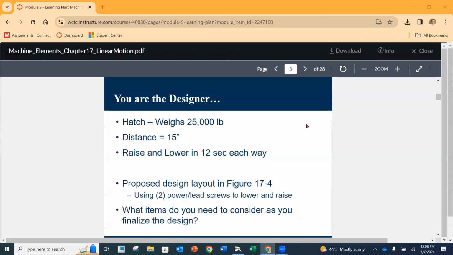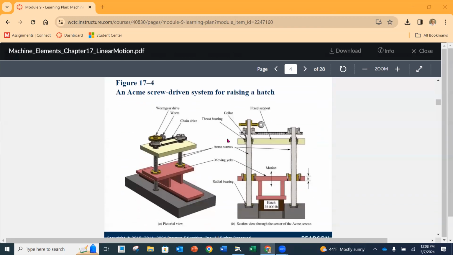So as we get done with that reading of You're the Designer, not very long, you're an engineer at a company and you want to look at, I'm going to go to my next slide here. This is an overall view of what you're going to try to do. This is concept wise, right? So we've got a hatch that we need to raise and lower. And it says that we need to raise it, I think it said 15 inches, in 12 seconds. And then we have to lower it 15 inches in about 12 seconds as well.